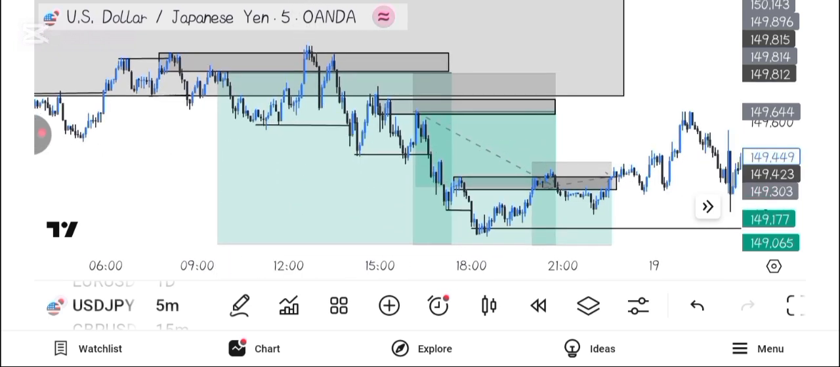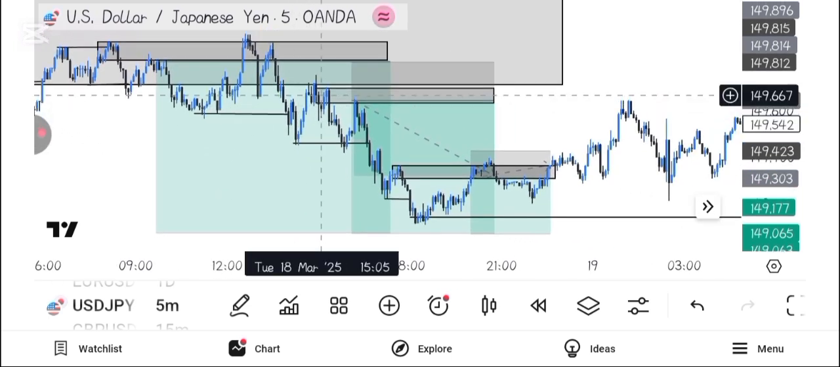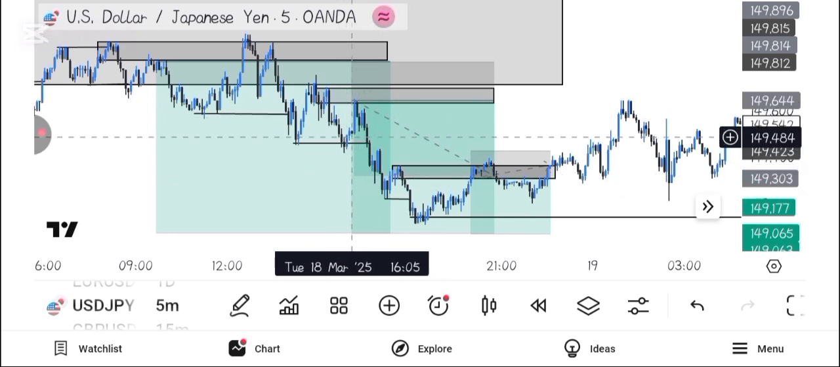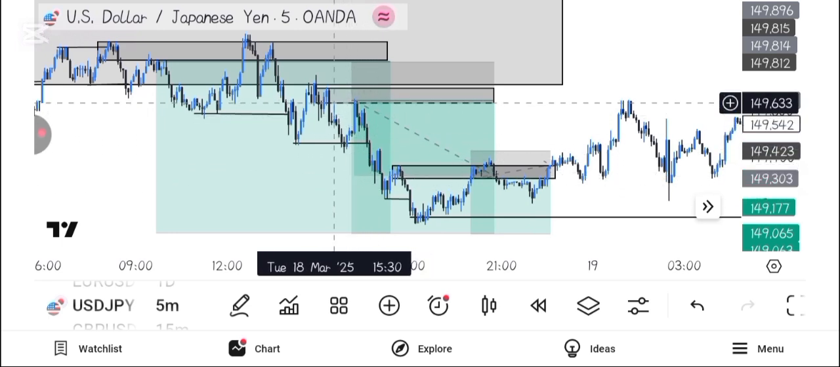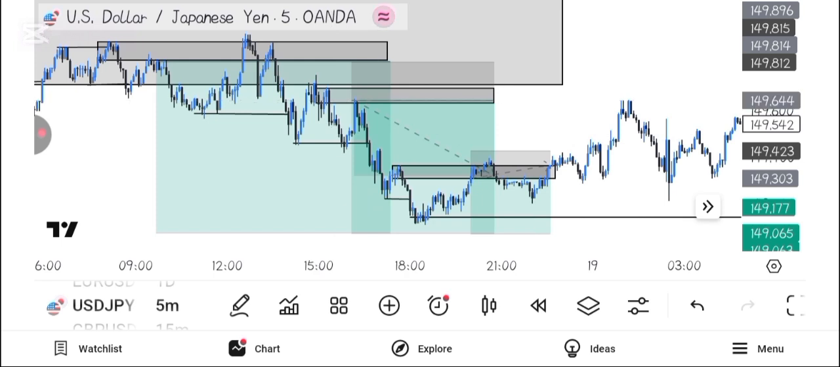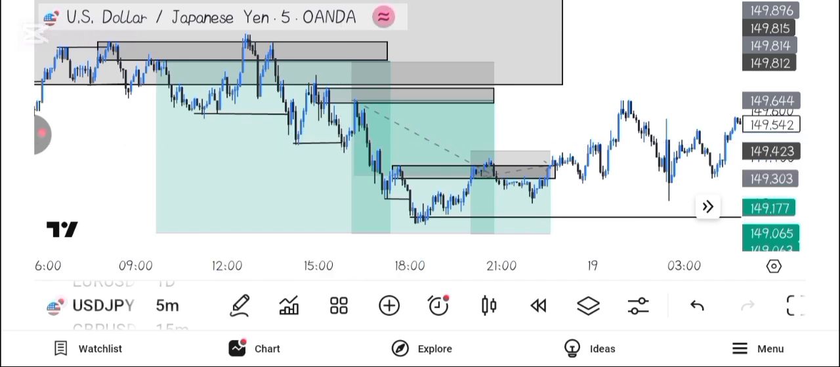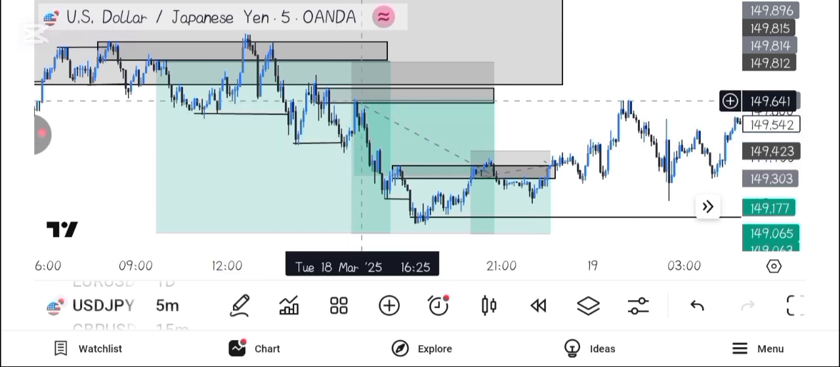So I now marked out this order block that caused this last break of structure on the 5-minute time frame to the downside, and waited for price to come back to tap into it. Let me show you how I marked it. This is the way I marked it. This is where I marked it here. So immediately price came back and tapped me in on this place.